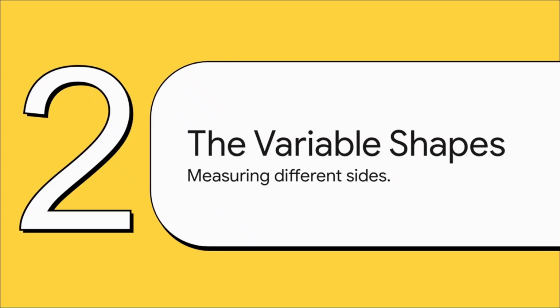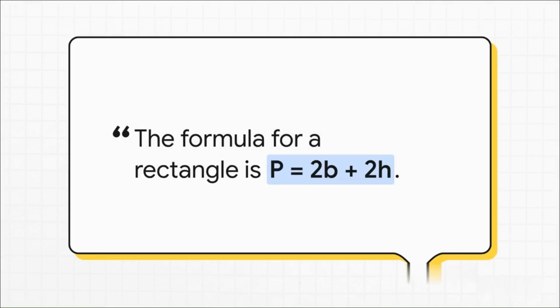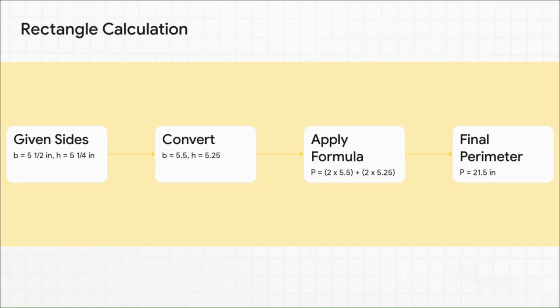Okay, you ready to level up? Let's move on. Let's look at variable shapes, where things get a little more interesting, because not all sides are created equal. Now, we're getting into figures like rectangles and all sorts of other triangles. For these, you're going to need to know more than just one side. Our toolkit is officially expanding. Take the good old rectangle. You know how it has 2 equal long sides and 2 equal shorter sides? We call them the base, B, and the height, H. So this formula is really just a super fast way of adding up all 4 sides, 2 bases plus 2 heights.